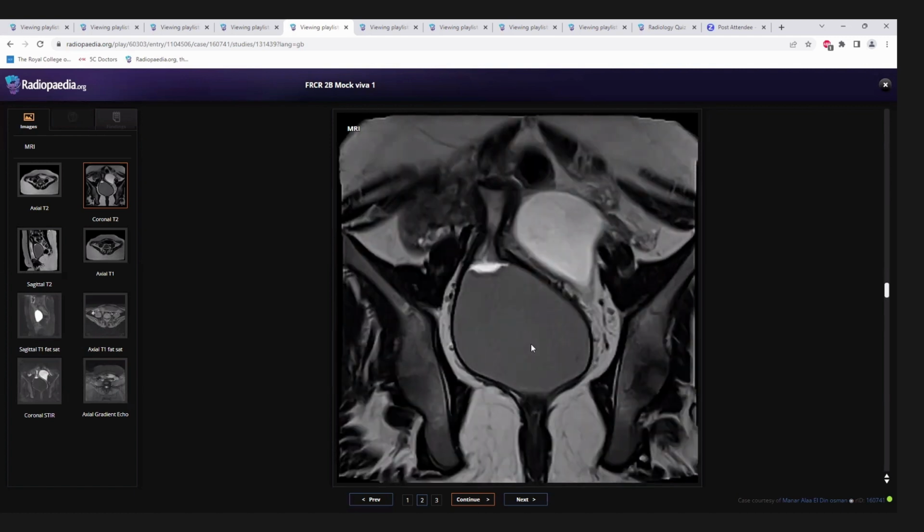What is the history cause of hematocolpus that you know of, the most common? Imperforate hymen. All right. And what would be your management, doctor? I'll inform the referring physician and refer the patient for gynecology team for management.